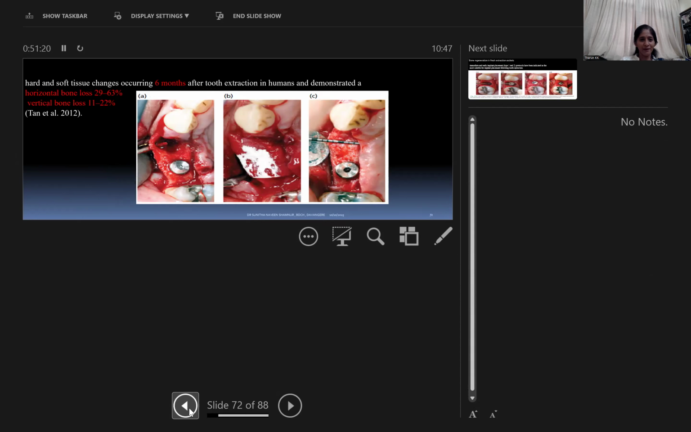Okay. So simple procedures, I'm just giving you more of a pictorial representation here, what happens with the horizontal and the vertical bone loss, if you don't place an implant following an augmentation, how it appears at the end of 5 months.